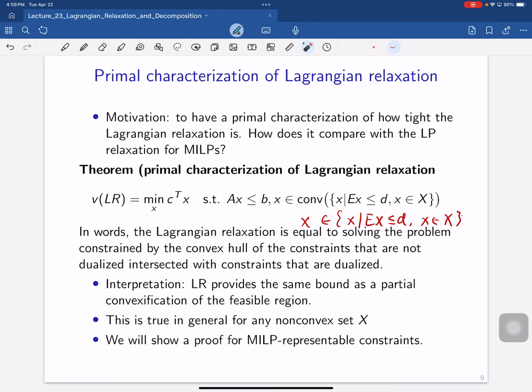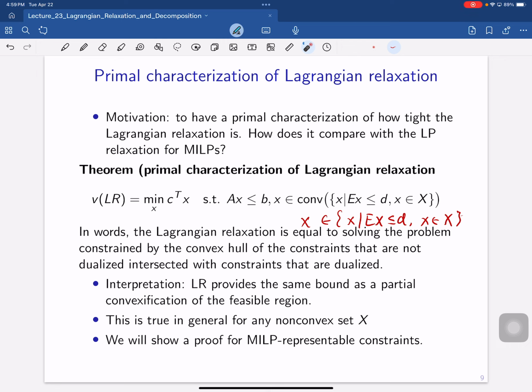Question: does this work if the complicating constraints Ax less than or equal to b are convex or non-convex, or do they have to be convex? I see, that's a good point. I'm not so sure, I will try to get back to you. But at least it works for linear ones, and we will show a proof for the linear ones. Now, before we show the proof, as I said, the proof is a little bit technical. It's actually not that hard.